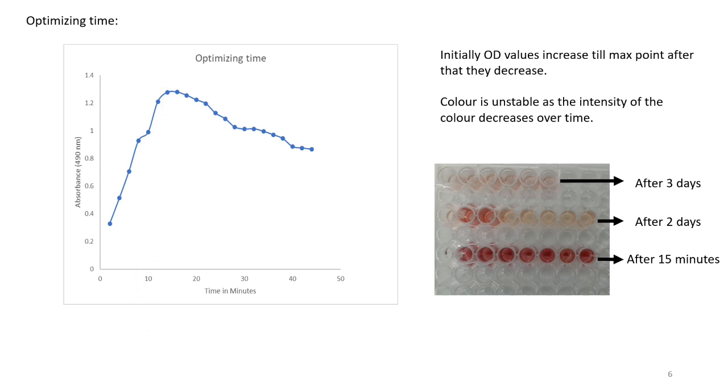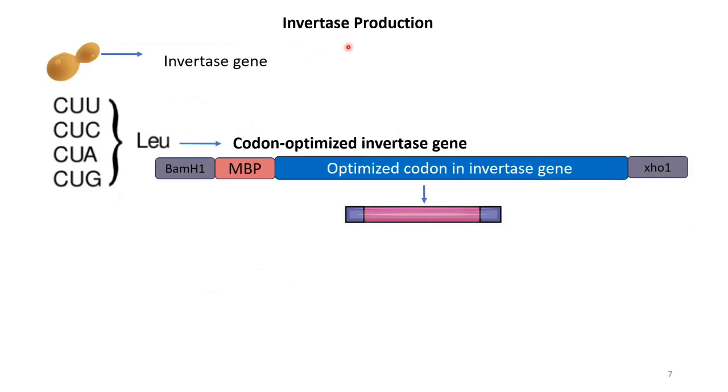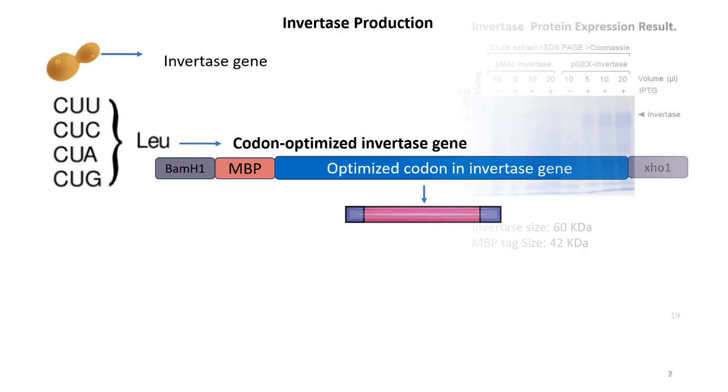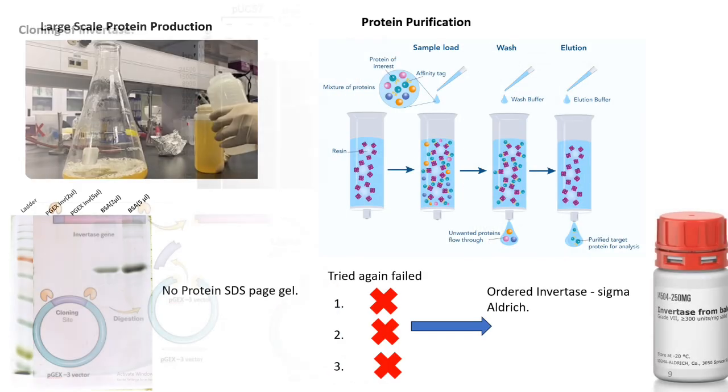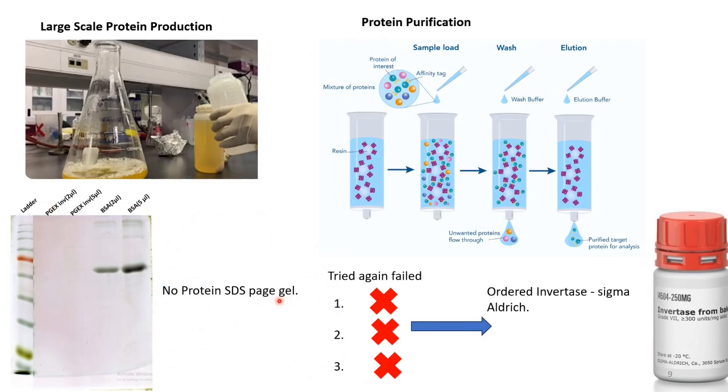We also need invertase in the reaction to convert sucrose into glucose and fructose. We conducted codon optimization, cloning and protein expression in E. coli bacteria and obtained small scale purification. However, when we tried large scale purification, there was no protein visible on the gel. As a result, we ordered invertase enzyme from Sigma.